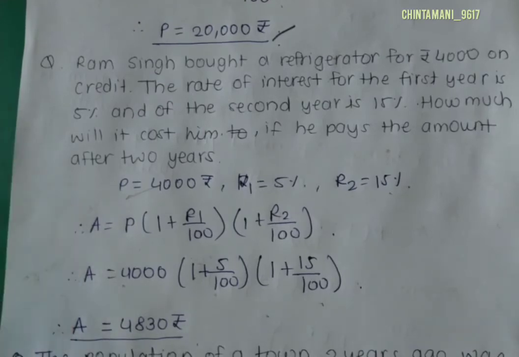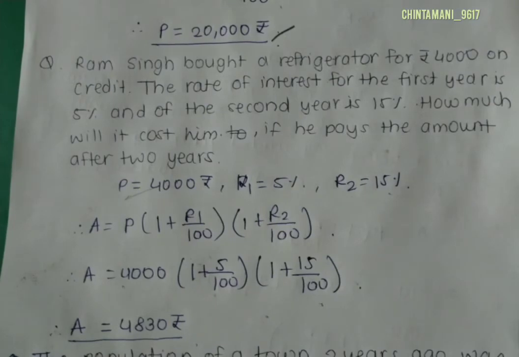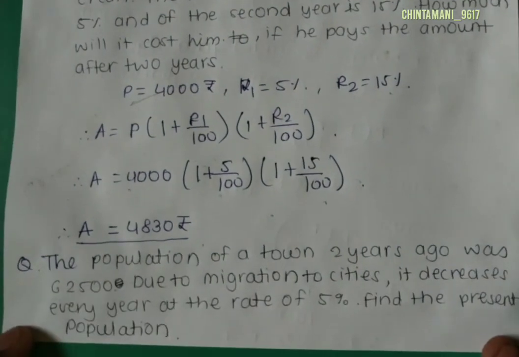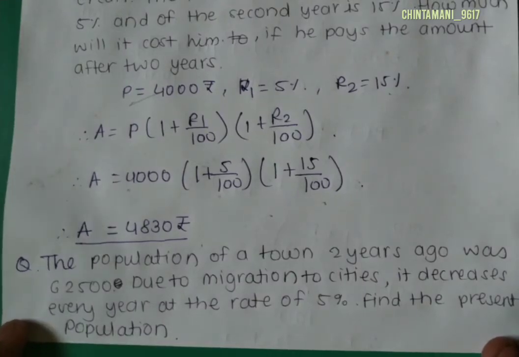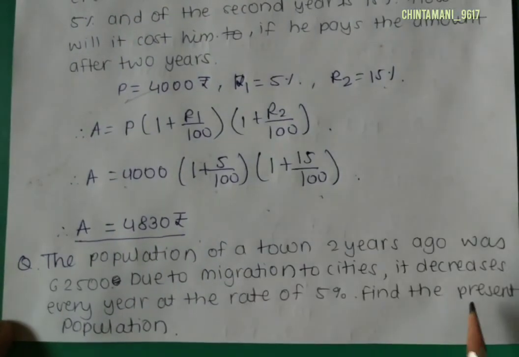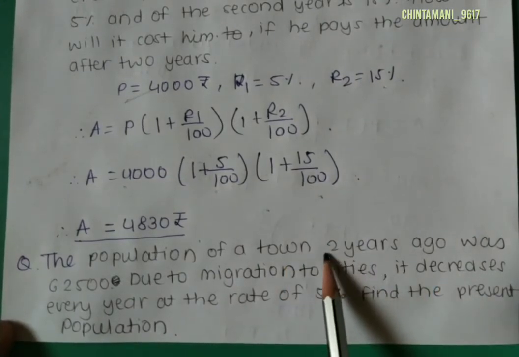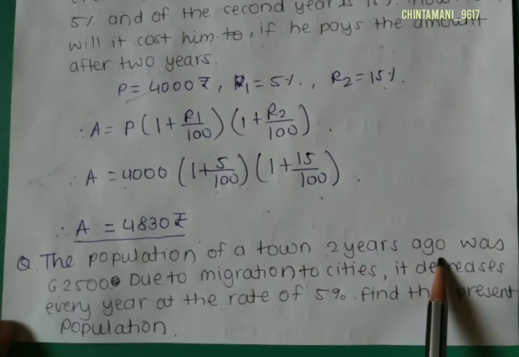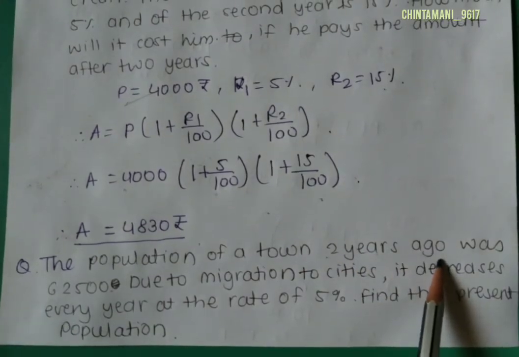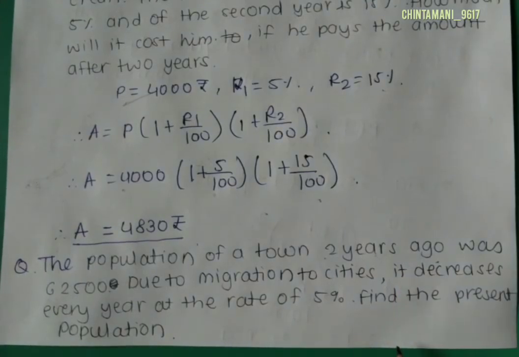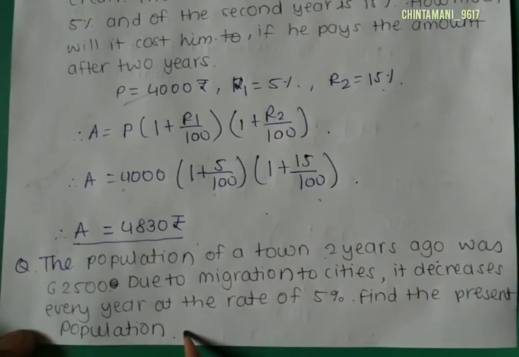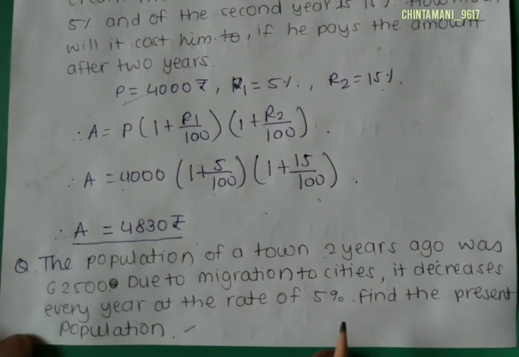Similarly, a question for your homework. The population of a town 2 years ago was 62,500. Due to migration to cities, it decreases every year at the rate of 5%. Find the present population. We know the formula: apply the formula for 2 years ago. What is the formula for n years ago? It is P by (1 minus R by 100) raised to n. Solve this question and give your answer in the comment section below.